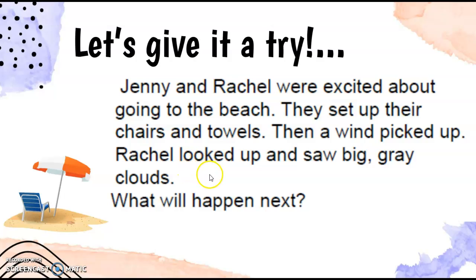If you said that it's probably going to be a thunderstorm, then you're right. Because usually, from experience and what we know about big gray clouds, that usually means a thunderstorm is coming. When it gets windy, we see those big clouds out. We should probably pack up our things and go back into shelter, whether it's our car or a hotel or a beach house. We need to get under cover because it's probably going to storm.